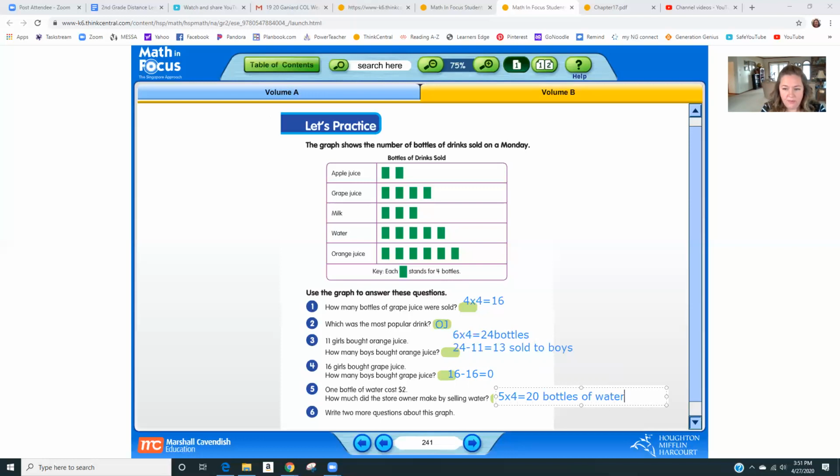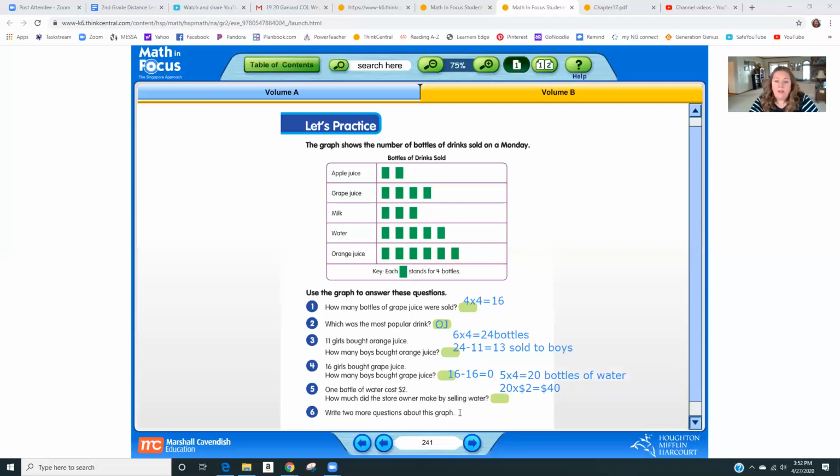This is a 2-step story problem. Now, since we have 20 bottles of water and each bottle is worth $2, this is a multiplication problem. Why? Because we are talking about groups. Each bottle is sold as a group of 2, so it's another multiplication. So 20 bottles times $2 a piece, that store owner made $40 by selling water on Monday.